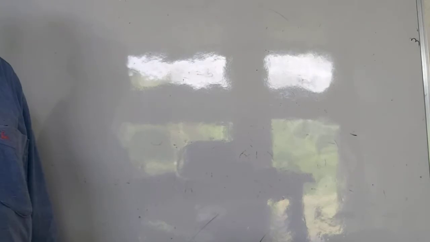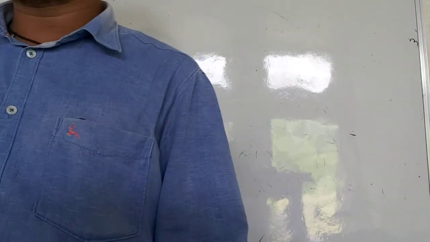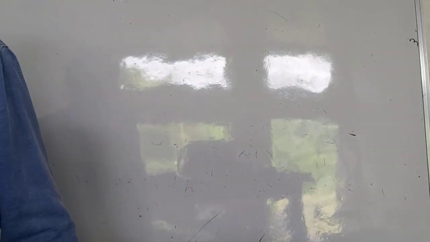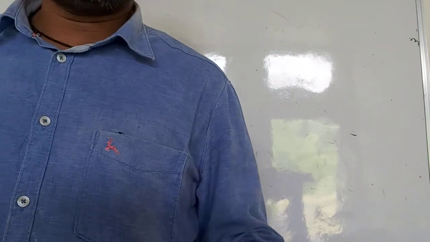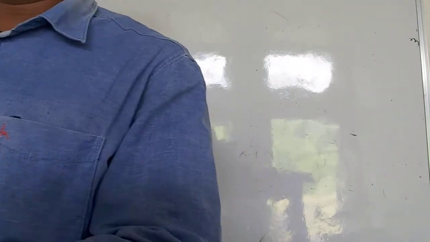Now we'll take question number second. In question number second, complete the following table to draw the graph. It is a graph, and question number third is also graphical. So we will take those after this chapter.